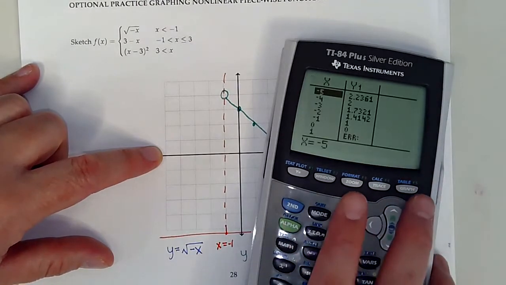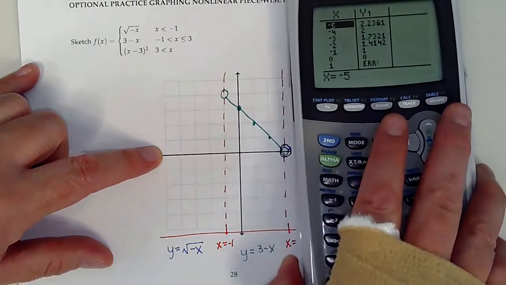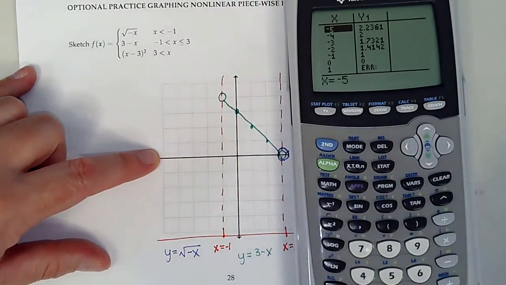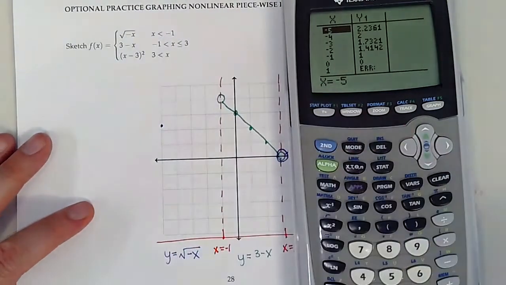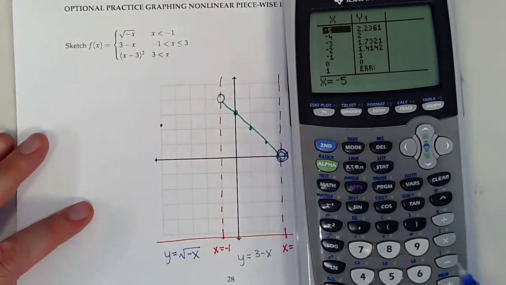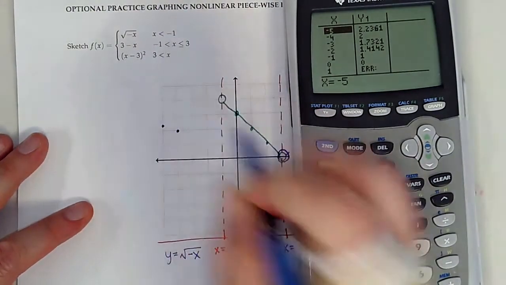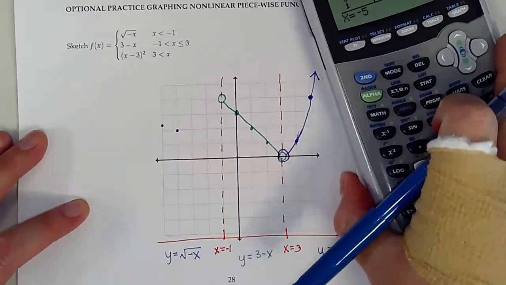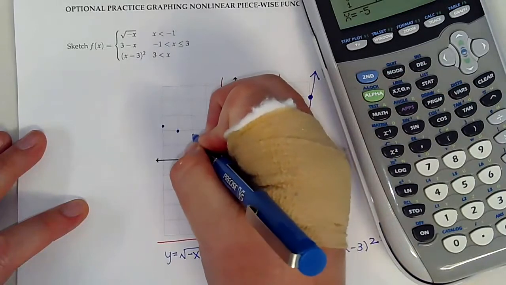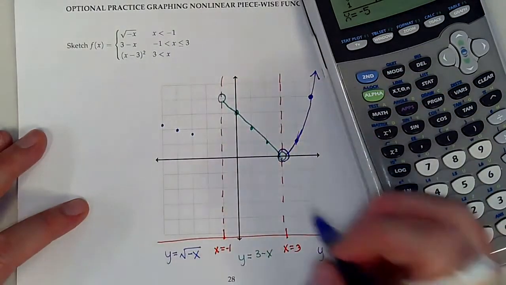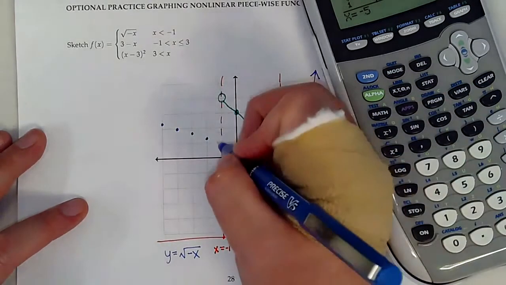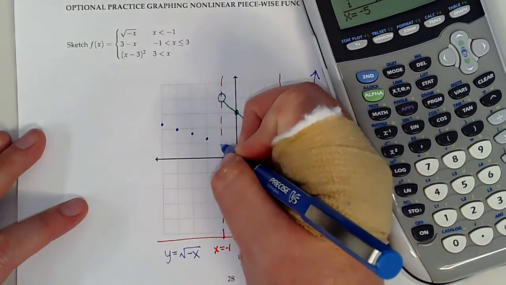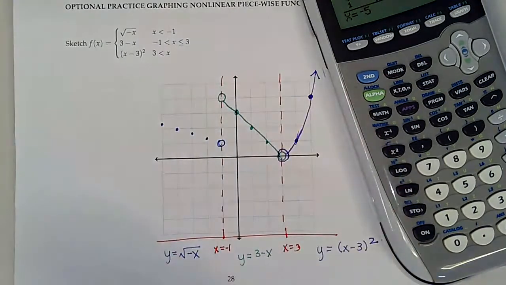And so when x is -5, I get y is equal to about 2 1/4. So I can put that mark on here. At -4, this thing is equal to 2. So put that dot on. About 1.75, a little shy of 1.5, and then at -1, I get a 1. Okay, so something kind of along there.